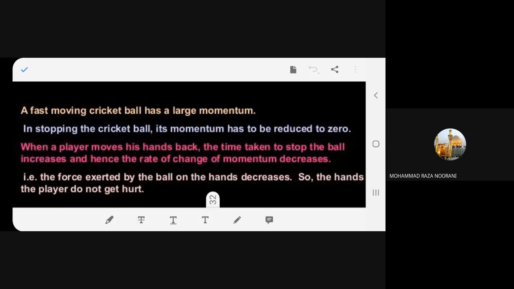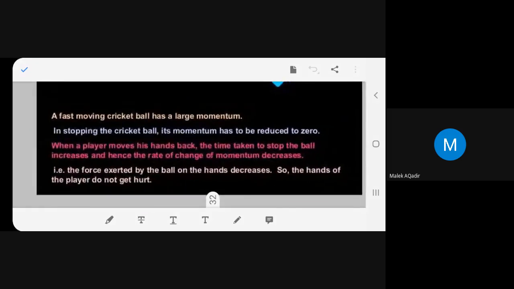Understood? And moreover, my hand will not be hurt, right? Because the speed, the momentum has decreased. You understand now? All of you? This is the second law of motion. All of you understood? Yes, ma'am.